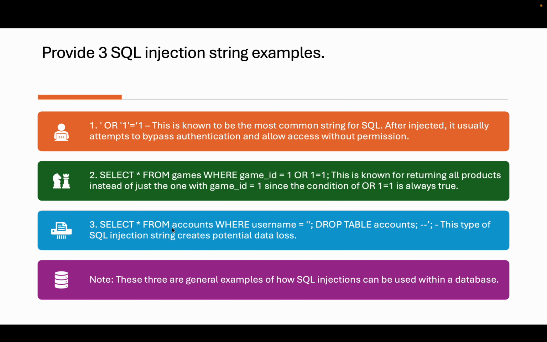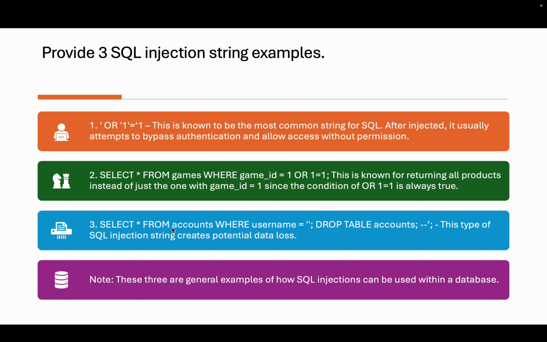That will first start based off of the 3 types of examples for SQL injection. The first one is OR 1=1. This is a very common string you've seen a lot in SQL injection. What it tries to do is bypass authentication and allow access without permission by making sure that whatever malicious code they're entering is equal to 1. I've seen this a lot, even on the Security Plus exam.